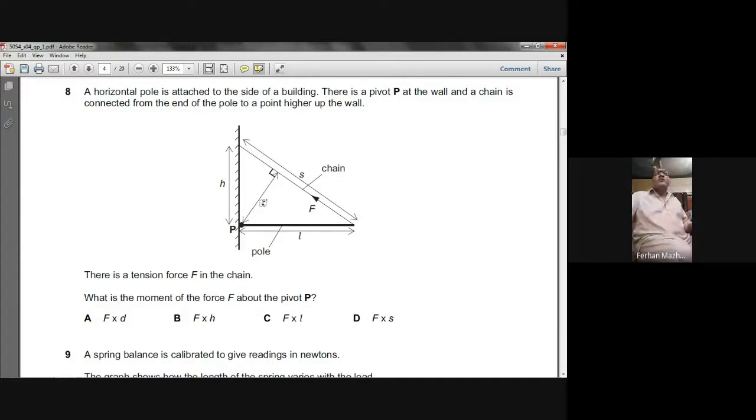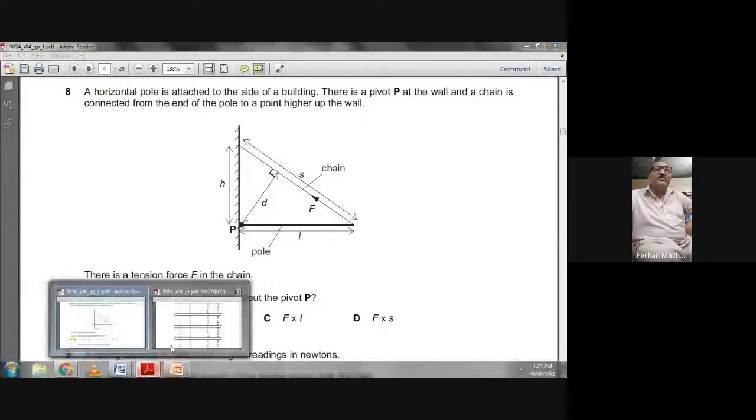So the moment will be equal to force F multiplied by the perpendicular distance between the pivot and the line of action of the force. So F multiplied by D. So I think D is the option. It's very important that you always remember that the moment is equal to force multiplied by perpendicular distance between the pivot and the line of action of the force. So A is the option.